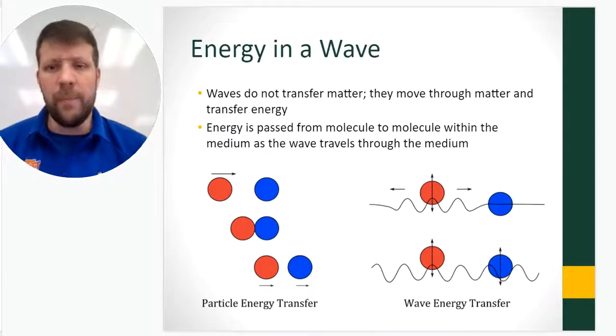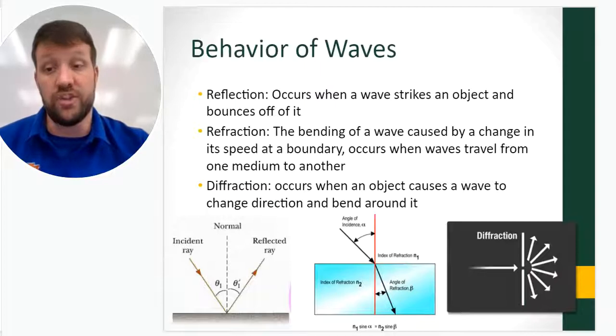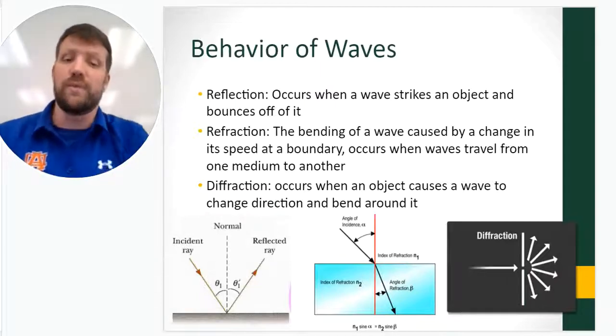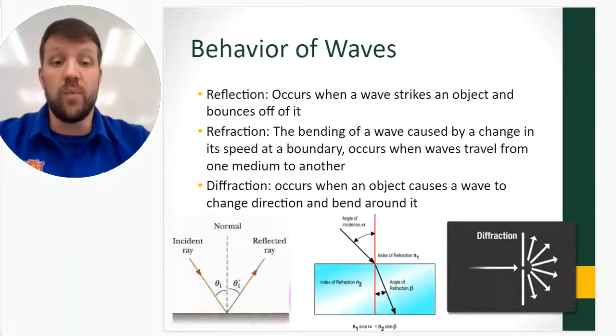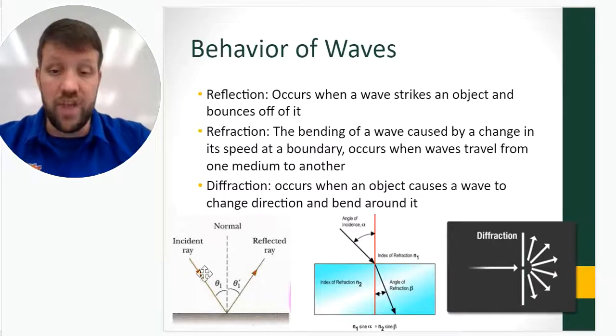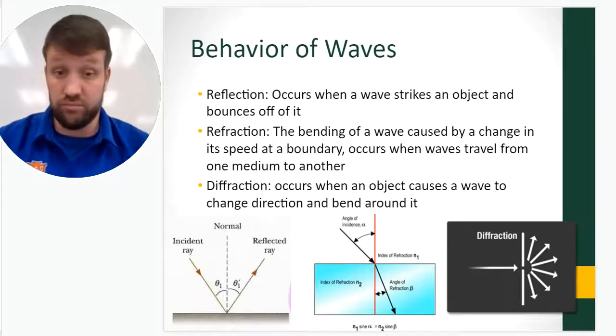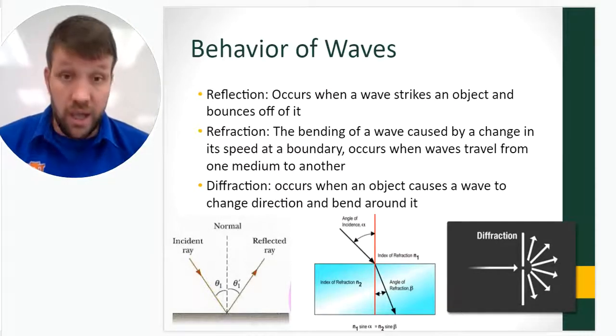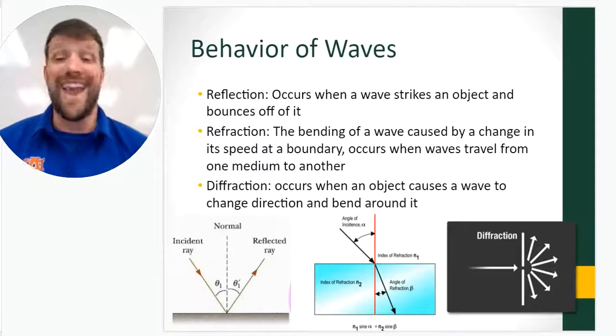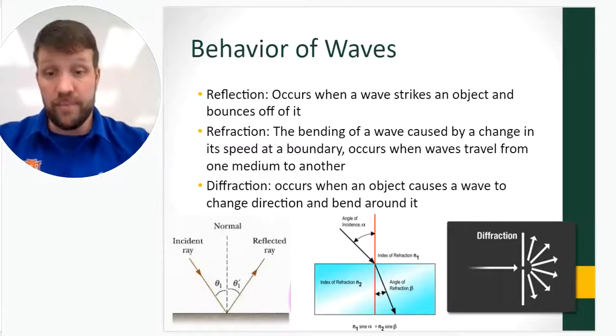home. Now there's a couple behaviors of waves that we need to make sure to hit. First one is reflection. This occurs when a wave strikes an object and bounces off of it. So you see right here, your reflection, boom, goes in, boom, comes out. Okay? And so that's what you see when you look in a mirror. It's what you hear when you hear an echo. It's just a reflected wave.